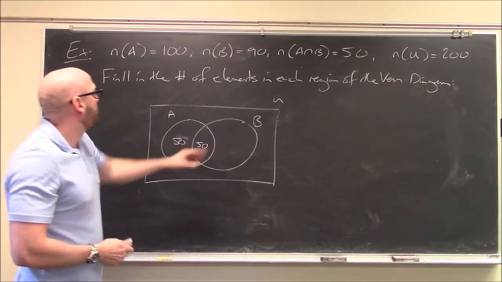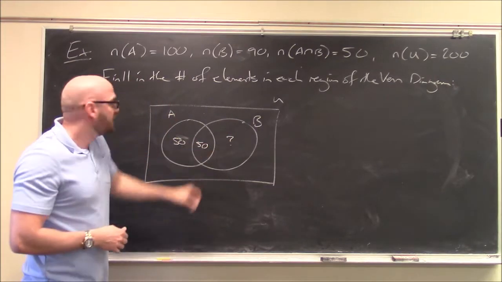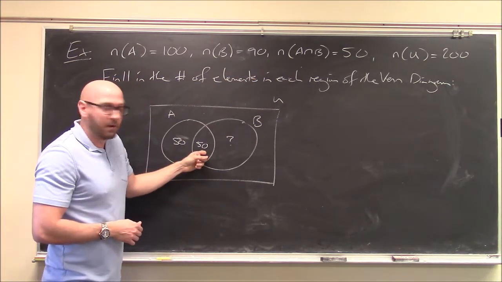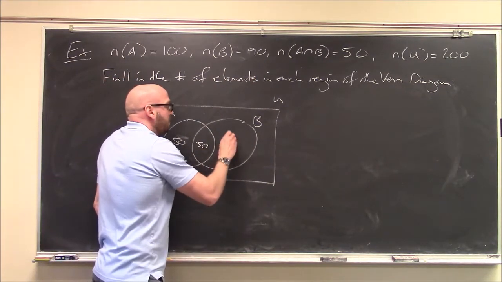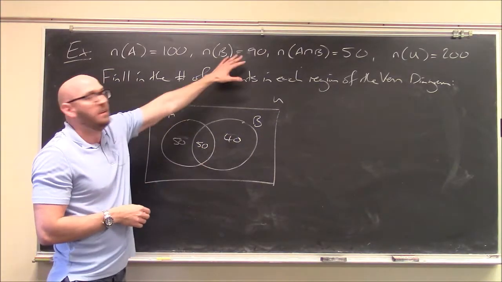And how about set B? Again, what number should be here? How many elements are in B but not in the intersection? Well, there's 90 total elements in B. We've already accounted for 50 of them, so there must be 40 more in B that aren't in the intersection, because 50 plus 40 is 90.